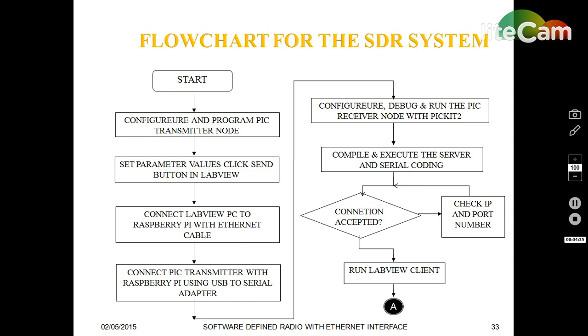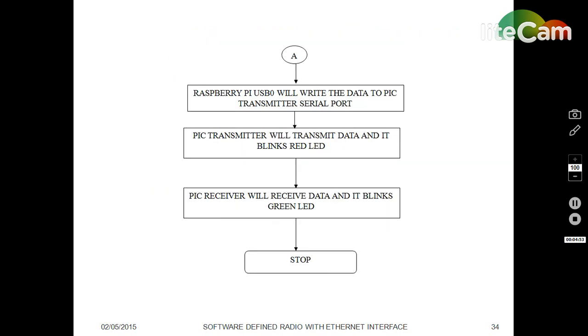Compile and execute the server and serial coding. Then it will go for connection accepted. If the connection is accepted, it will run the LabVIEW. We have to run the LabVIEW client section. If it does not, then check the IP address and port number. Then again we have to go for the connection acceptance.